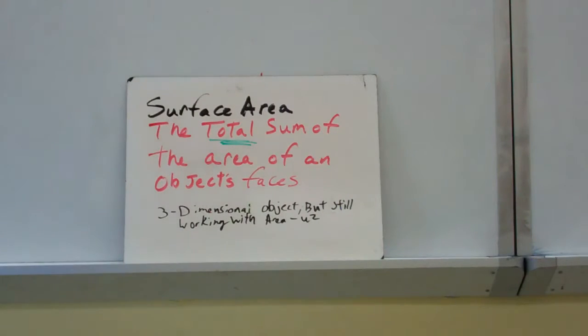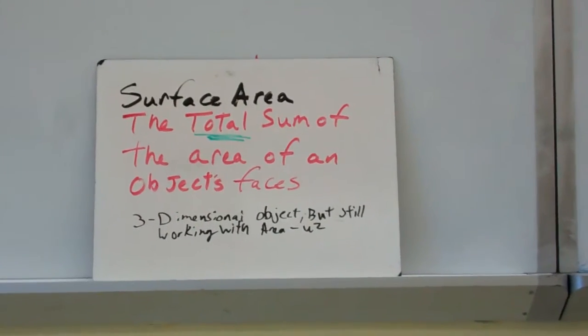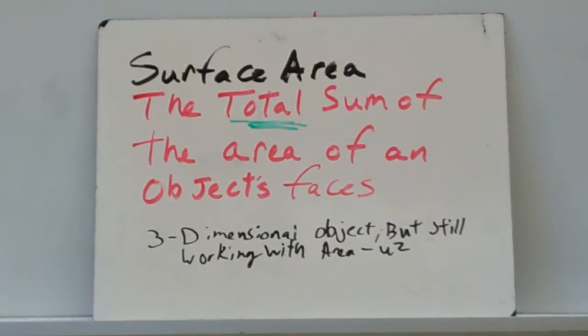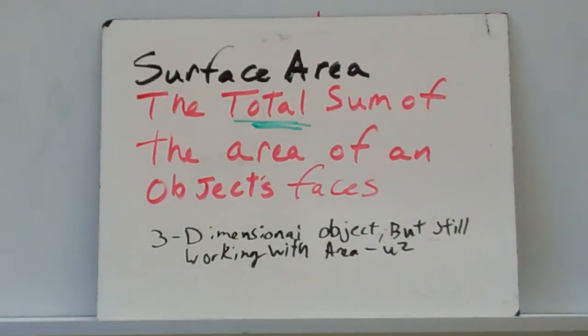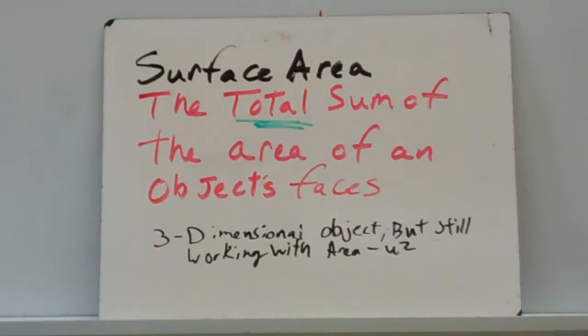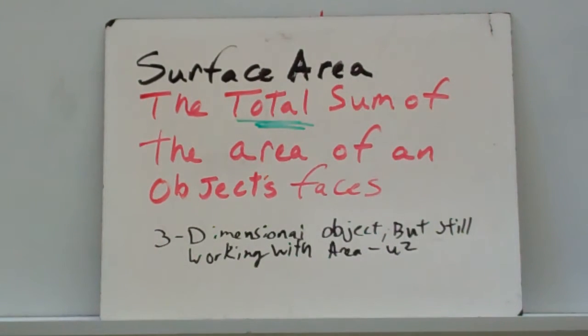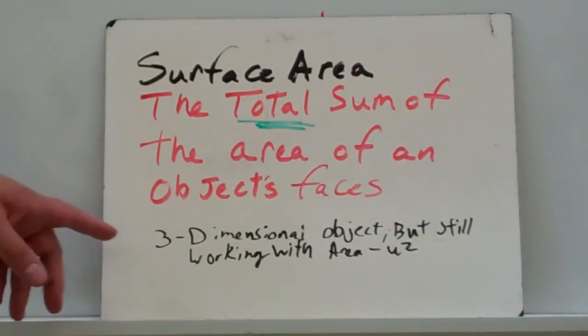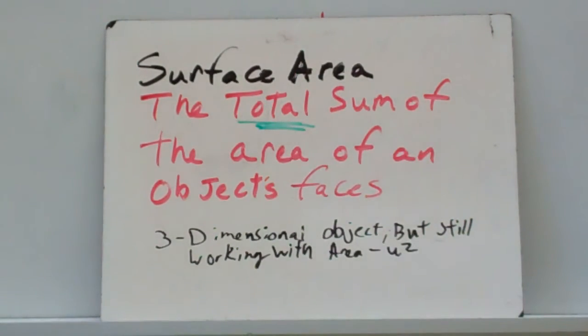So, talking about surface area, and I need to pan in. Surface area is the total sum of the area of an object's faces. So we talked about the tissue box, the 4 longer sides and then the 2 smaller sides to kind of close up the box. What is the area of those faces? And even though we're working with a three-dimensional object, we are still working with area, and area is a two-dimensional measure.